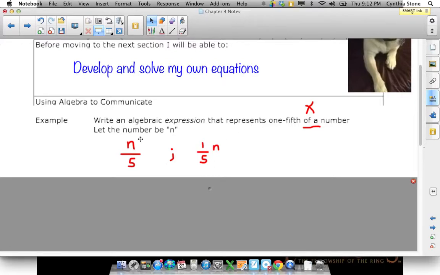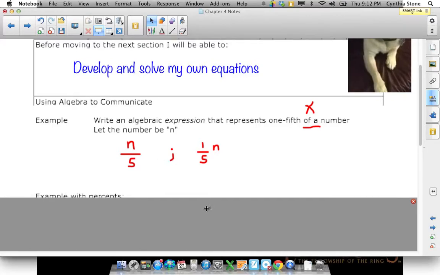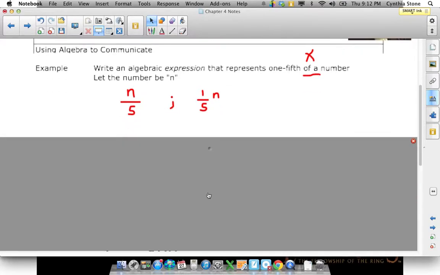1/5 of a number. So if that number is n, it could be n divided by 5, but this might be more the way you think of it: 1/5 times n, because 1/5 of means times. You could simplify that to look like this one here. But either of these answers are equally accurate, equally correct.